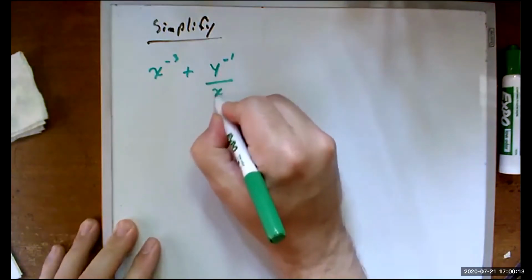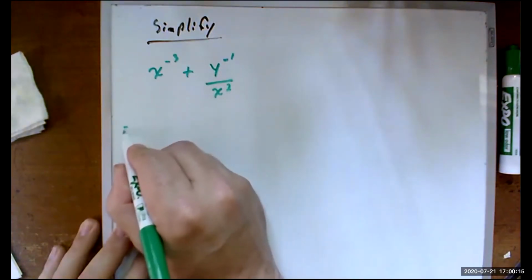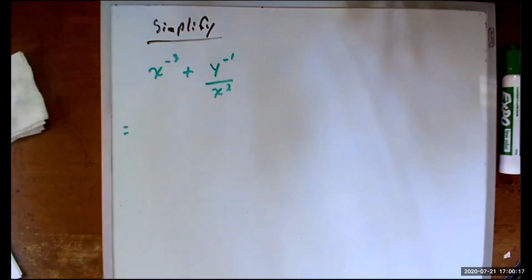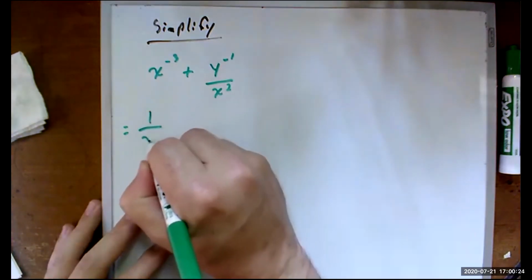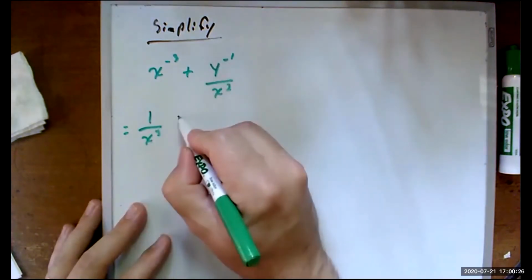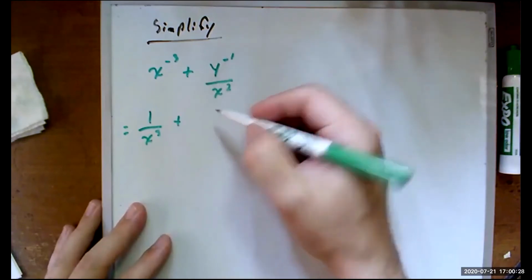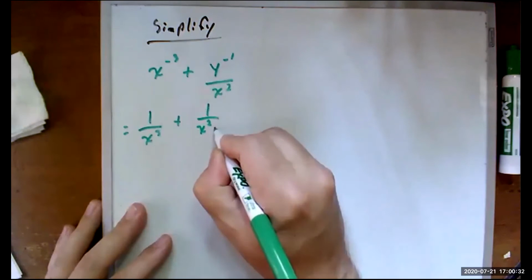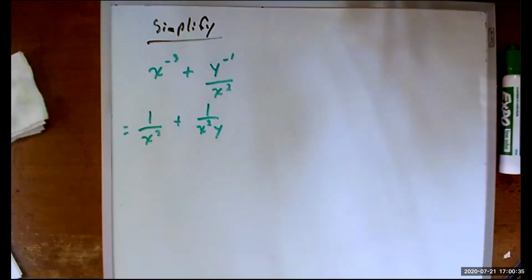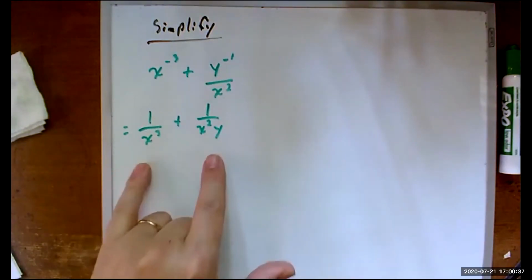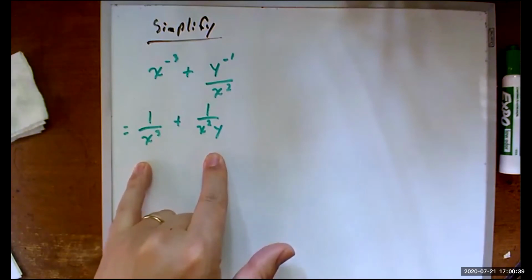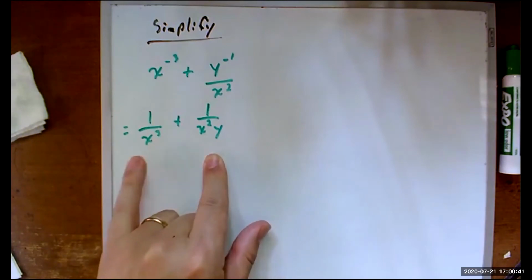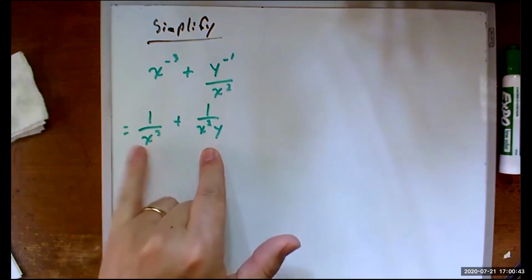So again, we're going to simplify, and I have x to the power of negative 3 plus y to the power of negative 1 over x squared. The very first thing we want to do is get rid of all of those negative exponents. So we're going to get everything on the right side of the fraction lines. First one becomes 1 over x cubed. The y wants to come to the other side of the fraction line, so we leave a 1 up top, and we end up with x squared y.